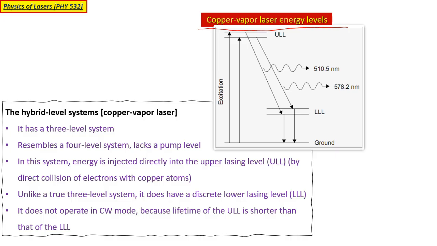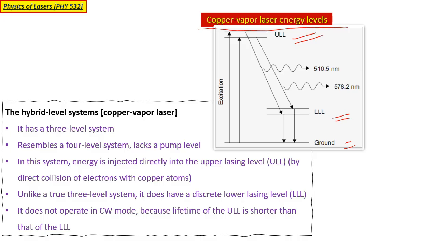So the copper vapor laser, its energy diagram is a bit different from the other lasers. It's a 3-level laser, as you can see here: ULL (upper lasing level), lower lasing level, and ground, but there is no pump level here. The ULL serves as a pump level as well. This is a unique characteristic of this copper vapor laser.